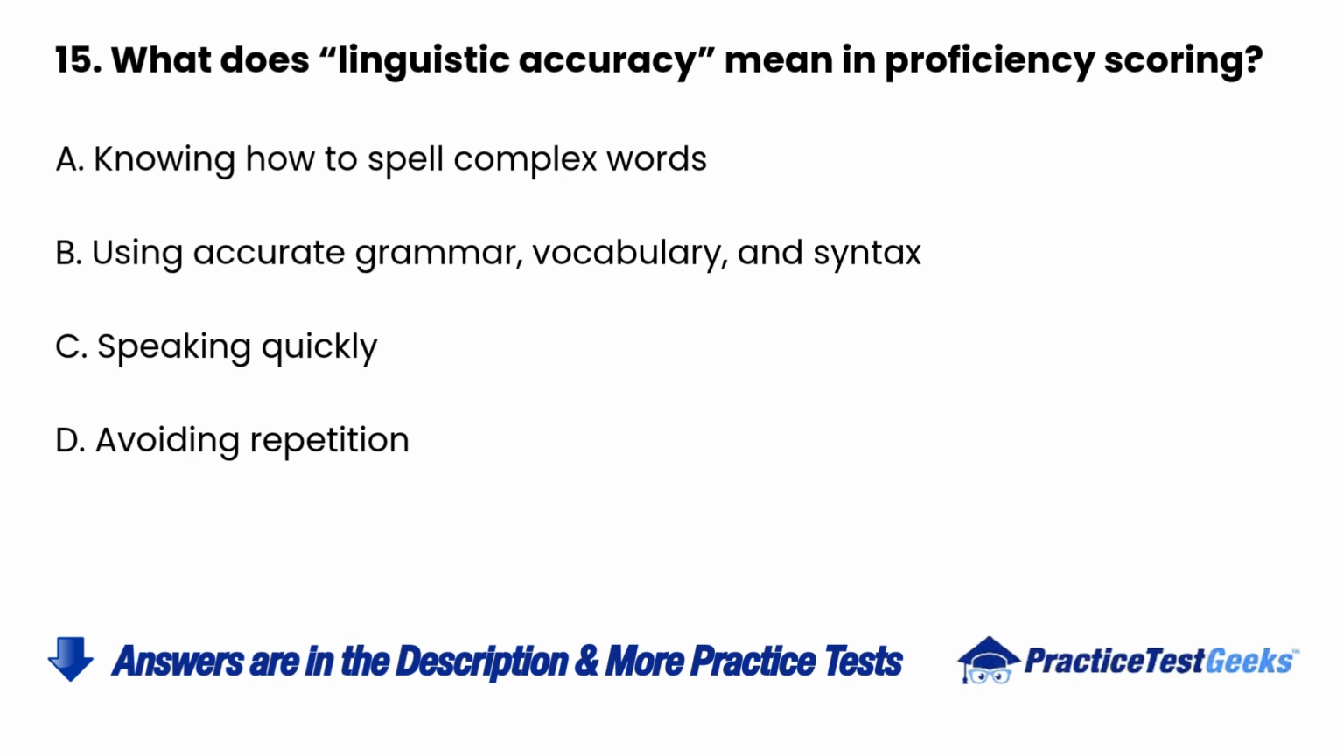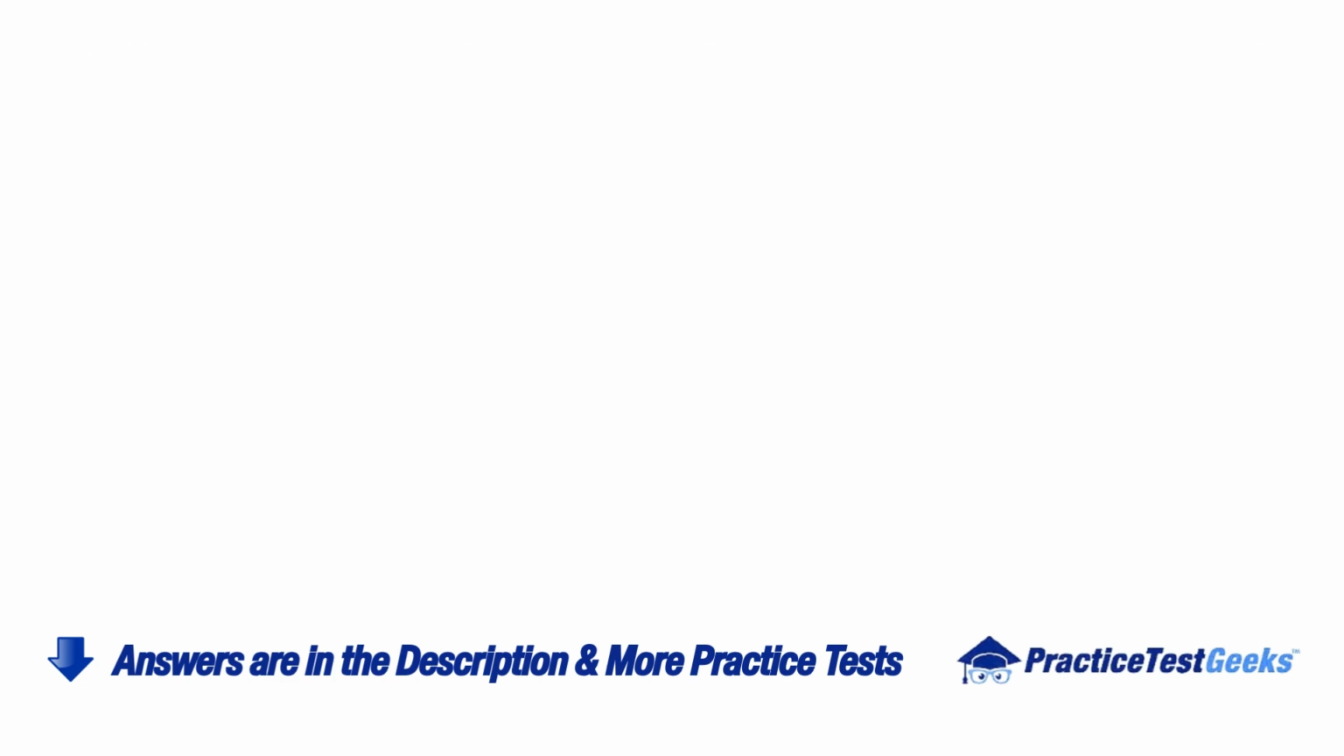15. What does linguistic accuracy mean in proficiency scoring? A. Knowing how to spell complex words. B. Using accurate grammar, vocabulary, and syntax. C. Speaking quickly. D. Avoiding repetition.